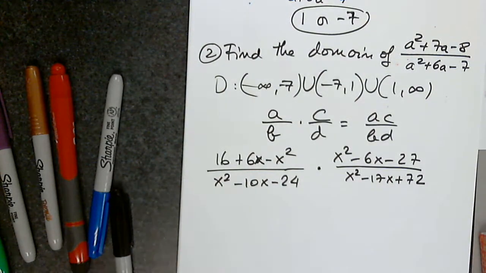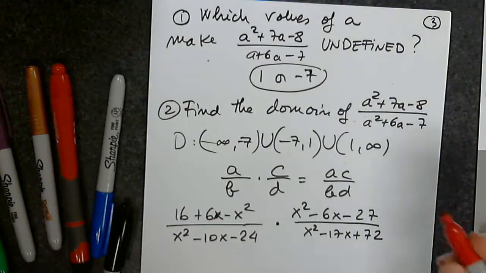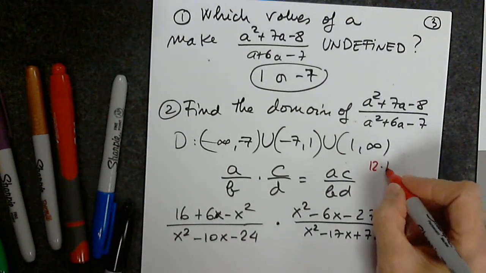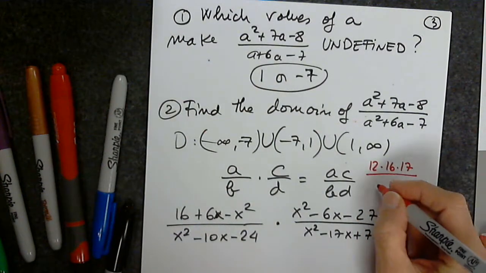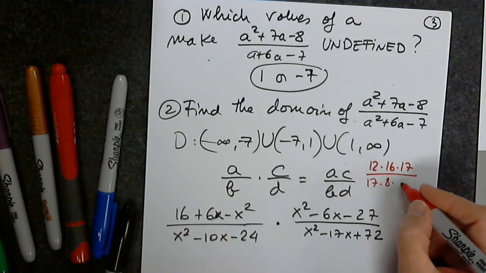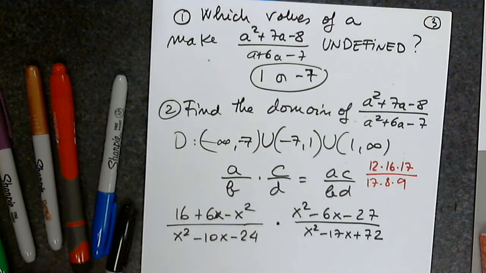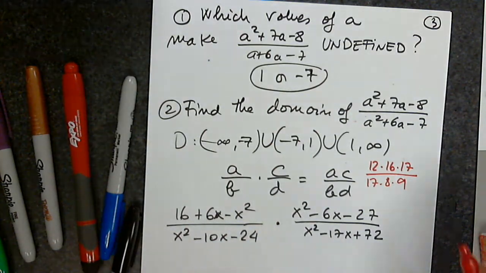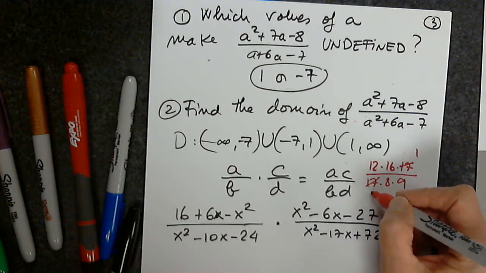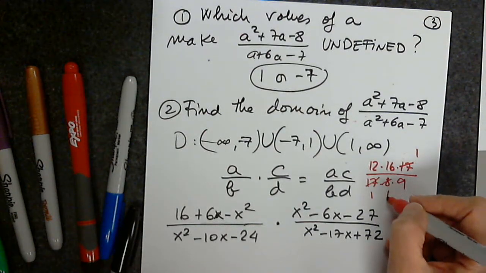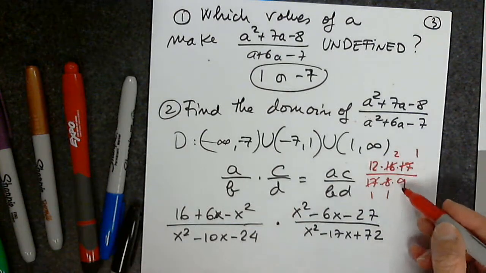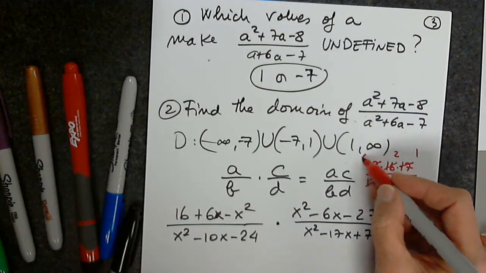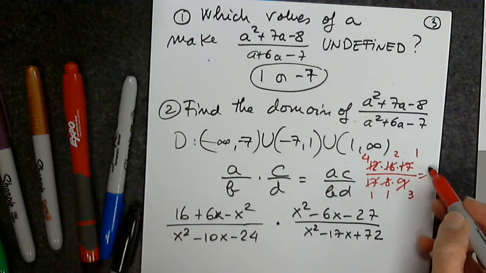I want to draw your attention to one simple numerical example before we start. If you ask me to multiply 12 by 16 by 17 and divide by 17 times 8 times 9, I'm not going to multiply them first. I'm going to try to simplify as much as possible first, like 17 divided by 17, like 8 divided by 8, and this with 3, 3 and 4, and I get 8 divided by 3.